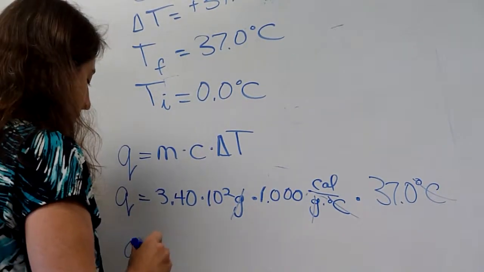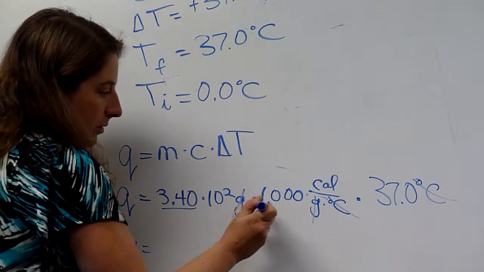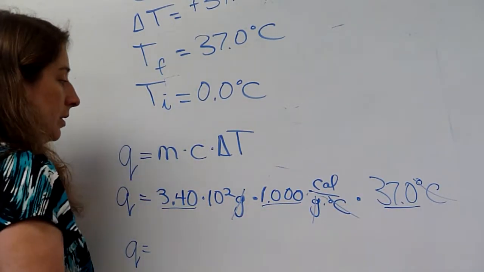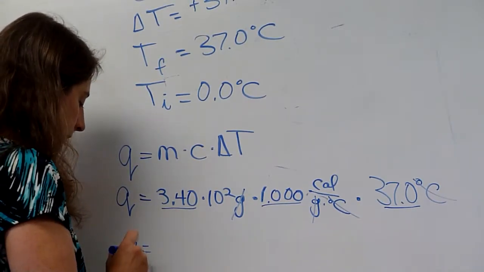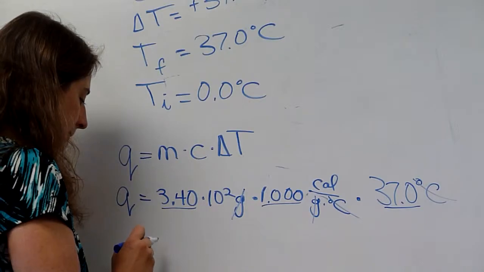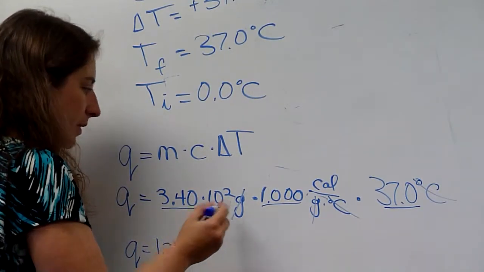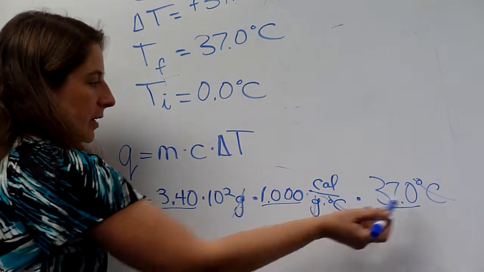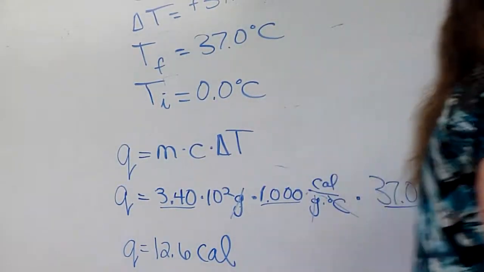We can use 3 significant figures, I believe. You've got 3 here, 4 here, and 3 here. Yeah, so 3. Would that be 12.6? What's our unit? If we cancel grams and Celsius, we're left with calories. Okay, so Q is 12.6 calories.